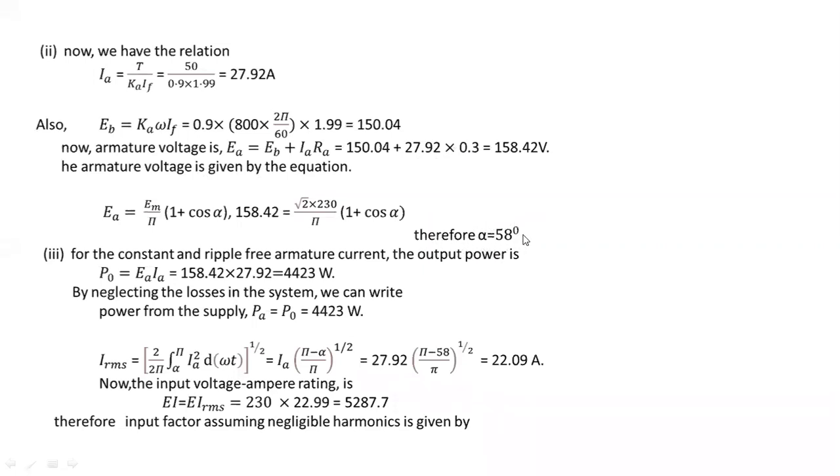So if you apply alpha as 58 degrees, you will get 800 revolutions per minute. And the armature current will be 27.92 amperes, and the back EMF across the motor will be 150 volts at alpha 58 degrees. Okay, so this is for the second bit.